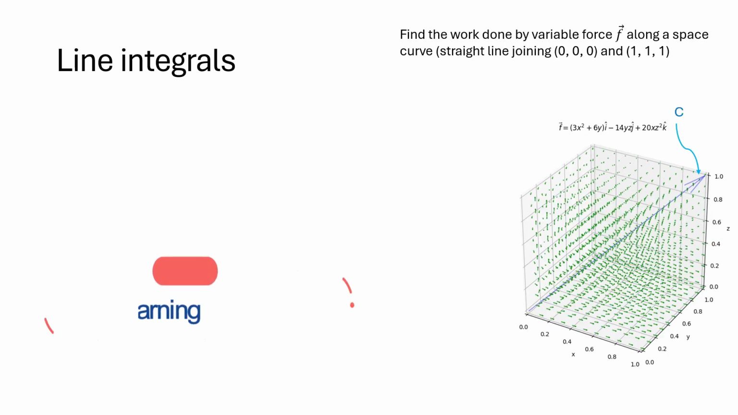Let's look at an example of line integrals. As I said before, we use these to find the work done in moving an object along a path against a variable force. In the current example, the vector field is specified by (3x² + 6y) i hat minus 14yz j hat plus 20xz² k hat. And we want to evaluate the line integral along the straight line joining the points (0, 0, 0) and (1, 1, 1). In other words, we want to find the work done by the variable force along a space curve, which in this case is a straight line.